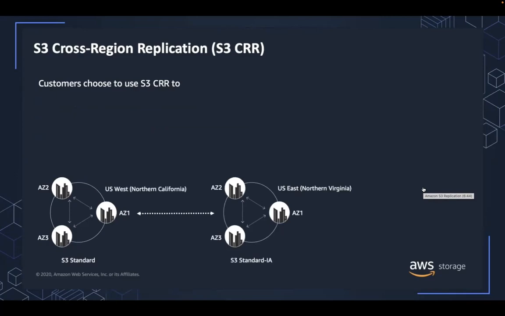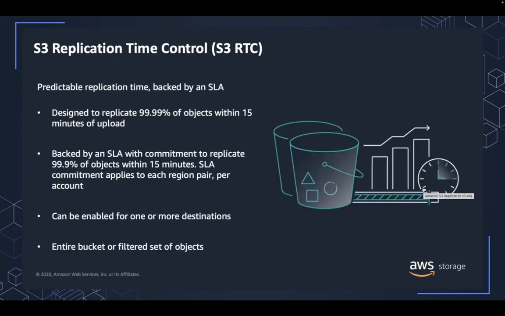Next, let's review S3 cross-region replication, or S3 CRR. We see customers using S3 CRR for multiple reasons. For example, to meet compliance requirements that dictate to maintain data in two AWS regions spaced a given number of miles apart, or to minimize latencies for geographically distributed users, or to centralize their global data lake to the same region as their compute clusters.